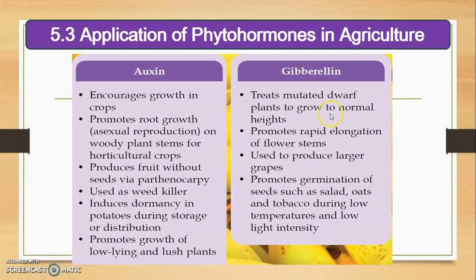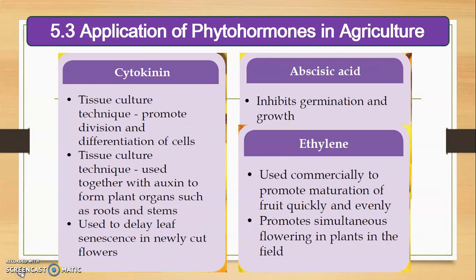Okay, gibberellin. So this one is also an application of the phytohormone gibberellin. Okay, treats mutated dwarf plants, right? Promotes rapid elongation of the flower stem. Used to produce larger grapes. Promotes germination, right? Okay, so that is the application of gibberellins.